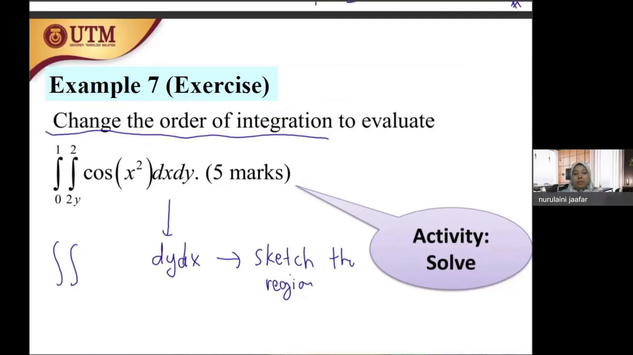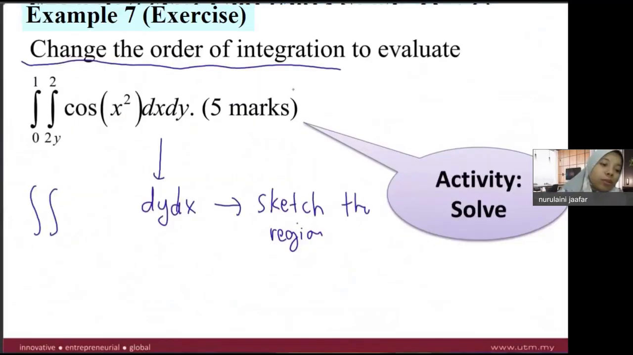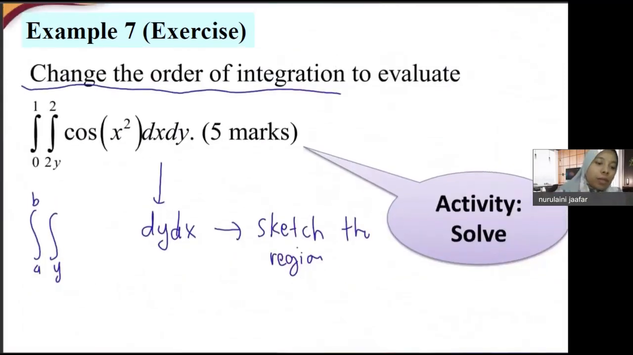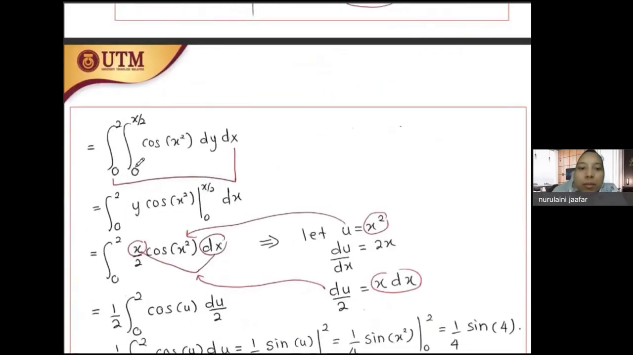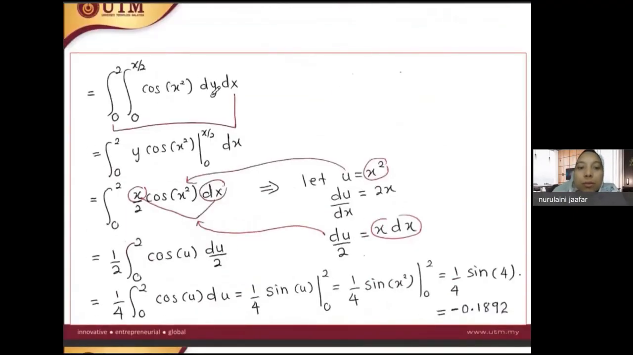Okay, so you can try. Sketch the region and then get the new limit. Make sure this is constant from a to b. This is function. Y equal to what? Y equal to what? You get this? Alright. So the limit is 0 to 2, 0 to x over 2, dy dx. So for the final answer, I use substitution. Then the final answer, you will get negative 0.1892. When you use the calculator, use radian, not degree. If degree, you must have the circle symbol like that, right? So this one is radian.